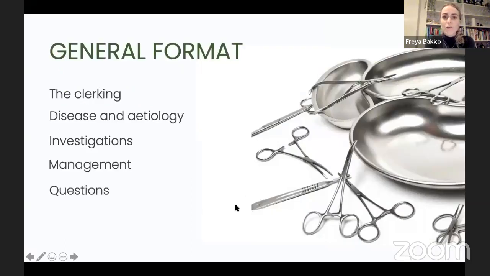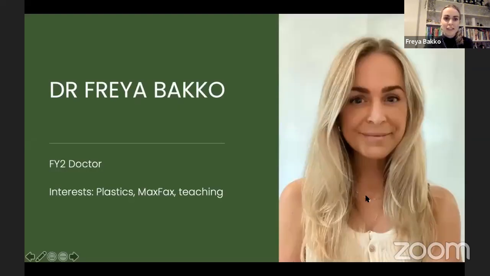So as mentioned, the general format is to prepare you as FY1 and FY2 doctors for your surgical rotations. We focus on the clerking, we focus on identifying diseases and etiology and causes of different presentations you might see as a surgical junior, investigations that you're expected to order and identify, and then the initial management as a junior doctor. And then we'll try and ask you some questions along the way as well to make it a bit interactive. This is me, my name is Freya. I'm one of the FY2 doctors with an interest in surgery.